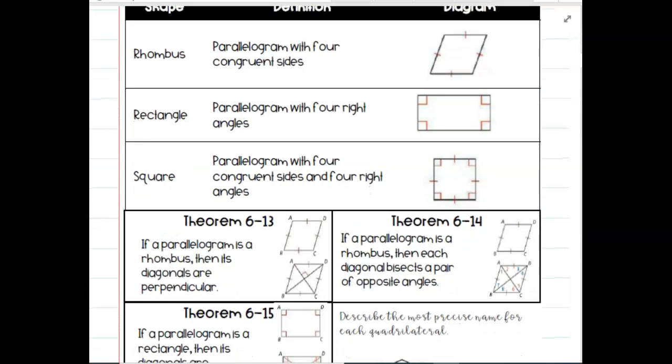A rectangle is a parallelogram with four right angles. Now, I think normally whenever we think of a rectangle, we think, okay, these sides are the same and these sides are the same. Notice that when it's talking about the definition of a rectangle, it doesn't talk about the sides, it just says it's a parallelogram. Because if it's a parallelogram, we already know the opposite sides are congruent, so it doesn't have to say that again. We just have to say, okay, it has four right angles. And then a square kind of combines those both together into one figure. It's a parallelogram with four congruent sides and four right angles.